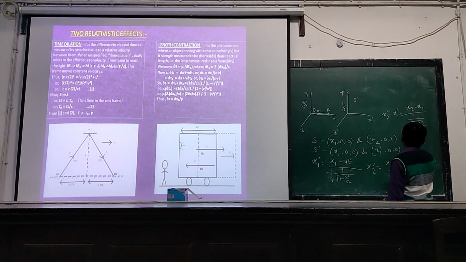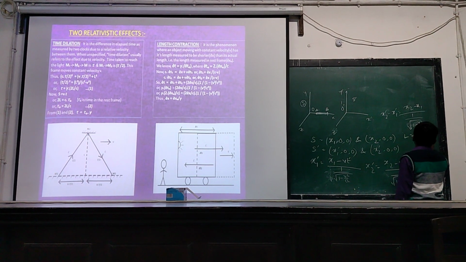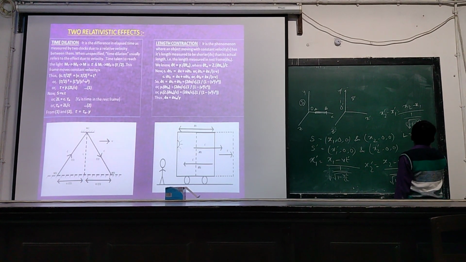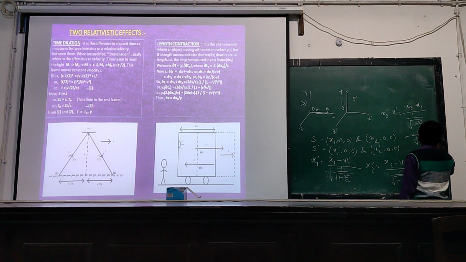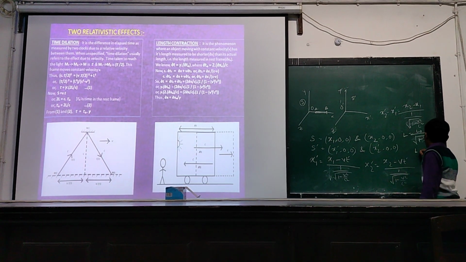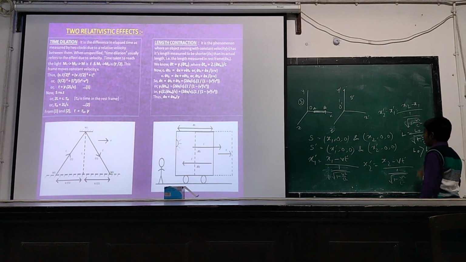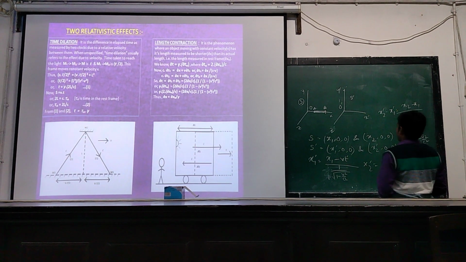So L is equal to L naught by gamma, and L naught is greater than L. This is length contraction.